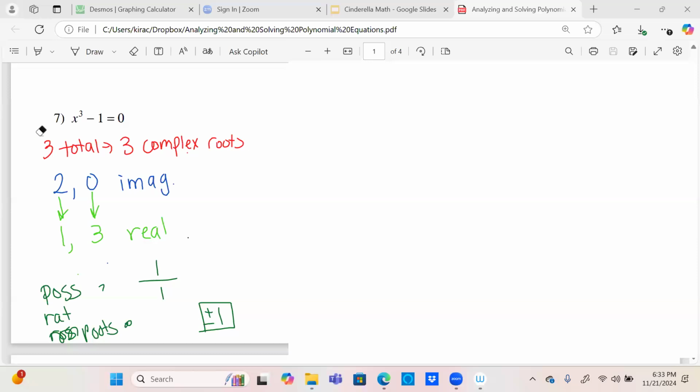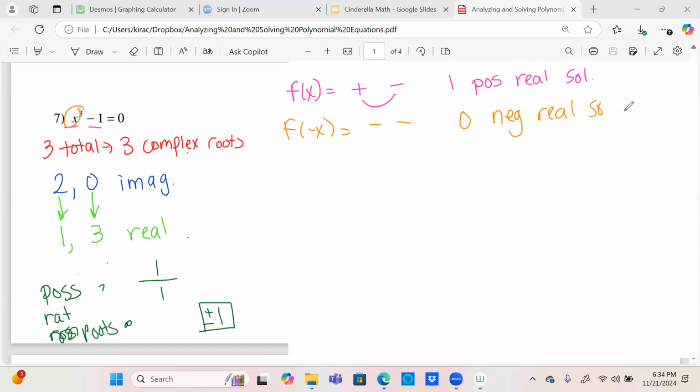Let's look at our signs. F of x. This is positive. This is negative. So we have 1 sign change. So we will have 1 positive real solution. And let's look at the signs of f of negative x. This is odd, so it will change. It was positive, so it'll change to minus, and the naked number just stays. So that has 0 negative real solutions because it's no change.